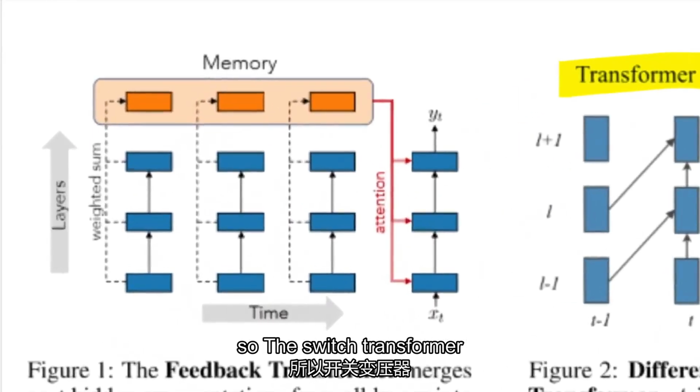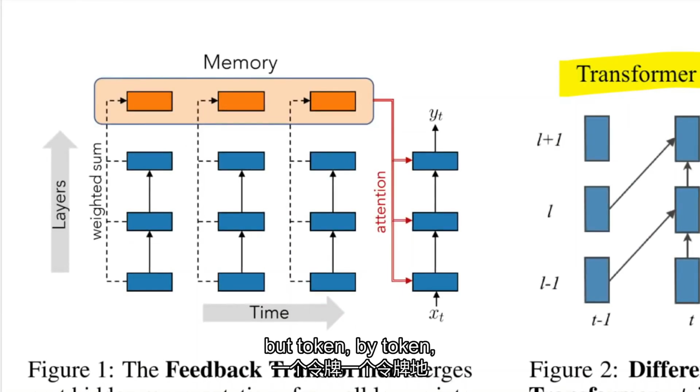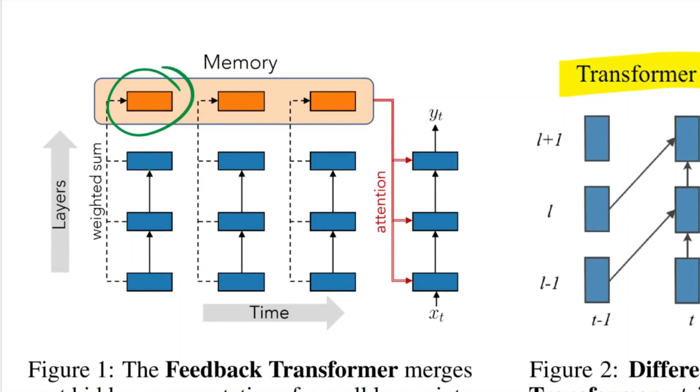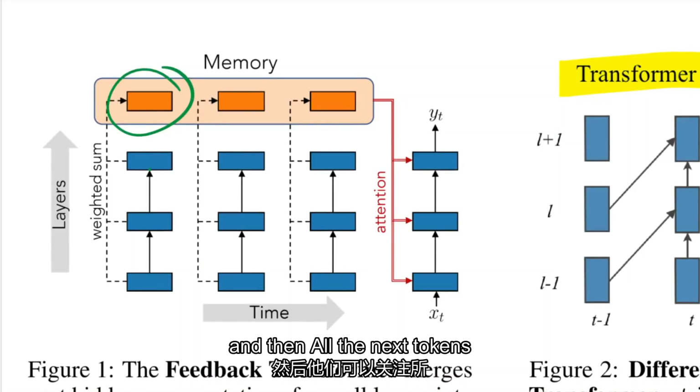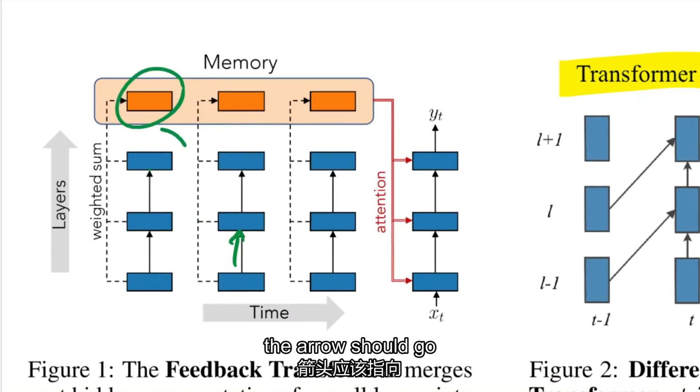So the switch transformer is a transformer that forward propagates, not in parallel, but token by token. It forward propagates, then it builds this memory, and then all the next tokens, instead of paying attention to things in their own layer, like so, can now pay attention to previous memories. Okay, again, the arrow should go in this direction. So that is a feedback transformer.